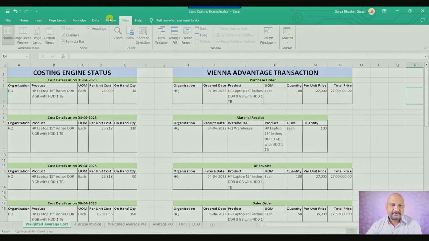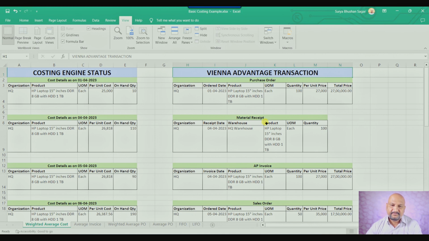On the left side, you would be able to see the costing engine status presently, based on certain dates here. And on the right side, you would be able to see the transactions. I'm not going to perform any transaction in the VA system. Instead, I'm going to explain using these cases and this Excel. I'm very hopeful that you would be able to understand the concept of costing in the VA system.